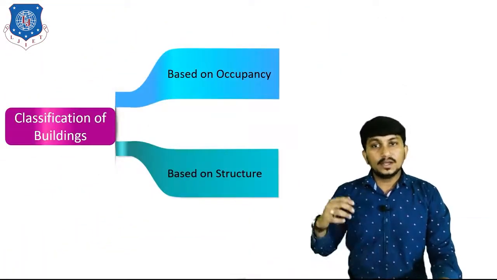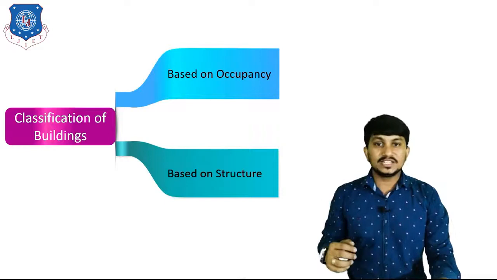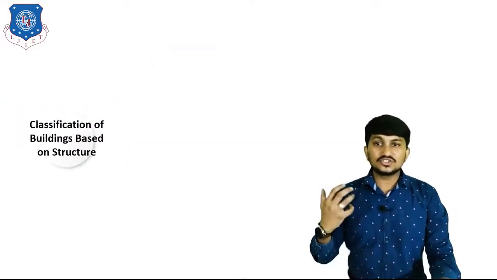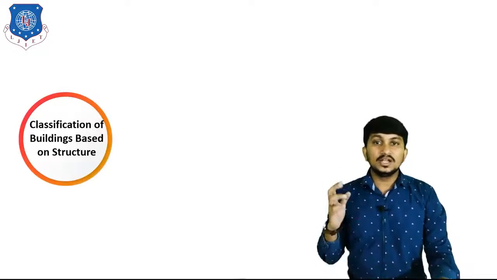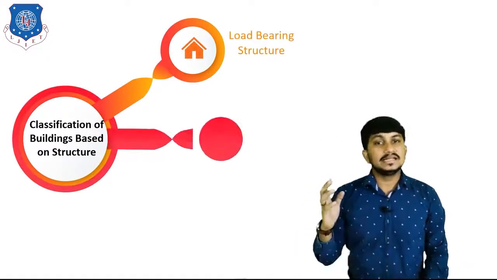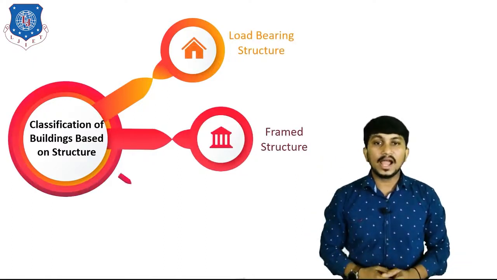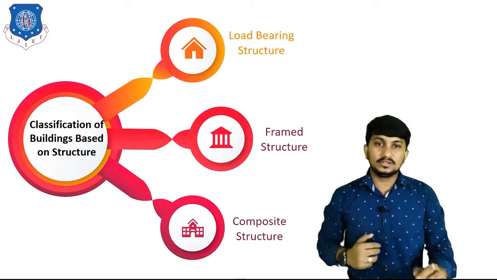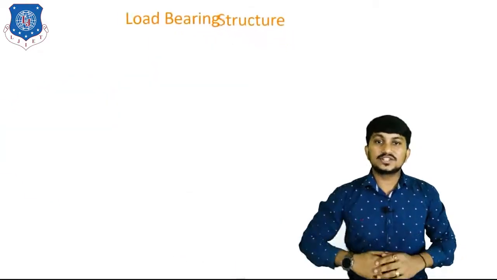Now let's move to the next classification of building, which is based on structure of the building. Based on structure, buildings are classified into 3 categories. First is load bearing structure, second is frame structure, and third is composite structure. We will discuss one by one. First is load bearing structure.